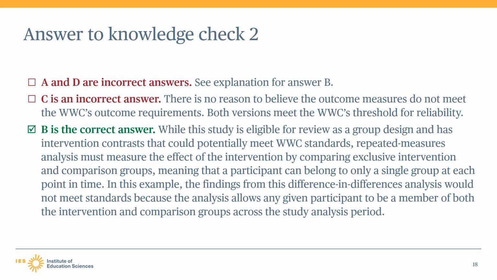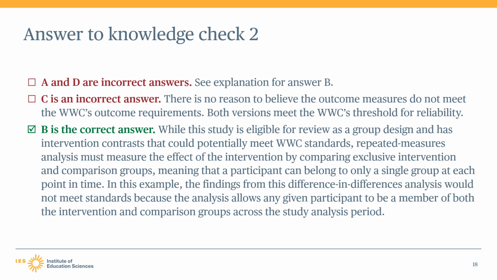B is the correct answer. While the study is eligible for review as a group design and has intervention contrasts that could potentially meet WWC standards, repeated measures analysis must measure the effect of the intervention by comparing exclusive intervention and comparison groups, meaning that a participant can belong to only a single group at each point in time. In this example, the findings from this difference in differences analysis would not meet standards because the analysis allows any given participant to be a member of both the intervention and comparison groups across the study analysis period.